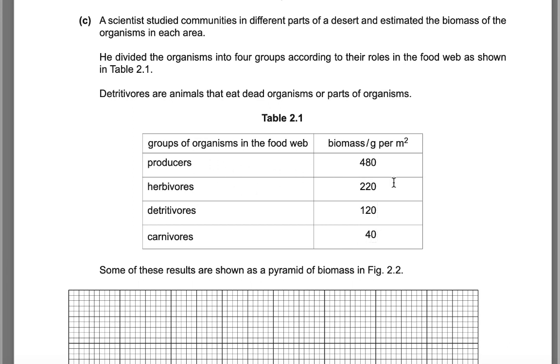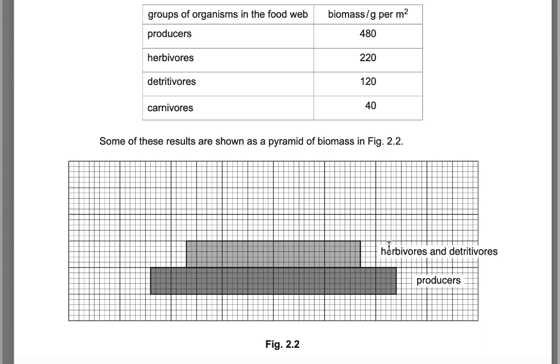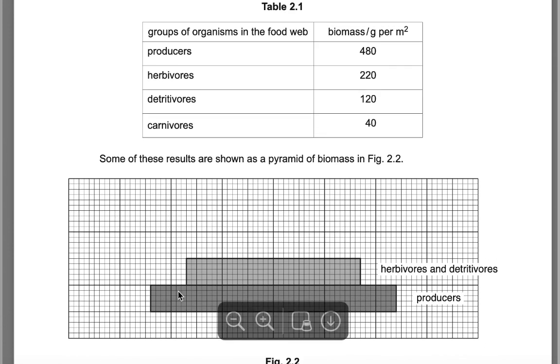Now, the producers is 480 grams per meter square. The herbivores is 220 grams per meter square. The detritivores is 120 grams per meter square, and carnivores is 40 grams per meter square. So you can see the producer will be at the base of the pyramid, which is 480, way bigger than the herbivores.